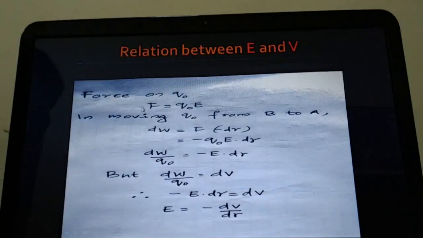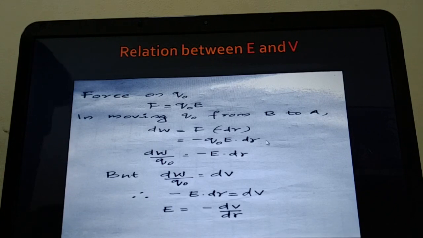So that work for moving q0 from B to A through a small distance dr is given by dW is equal to F into minus dr. Why is it minus dr? You know, F and dr are acting in the opposite direction. So dW is equal to F into minus dr, but F we have already taken as q0 into E. So dW is equal to minus q0 into E into dr.